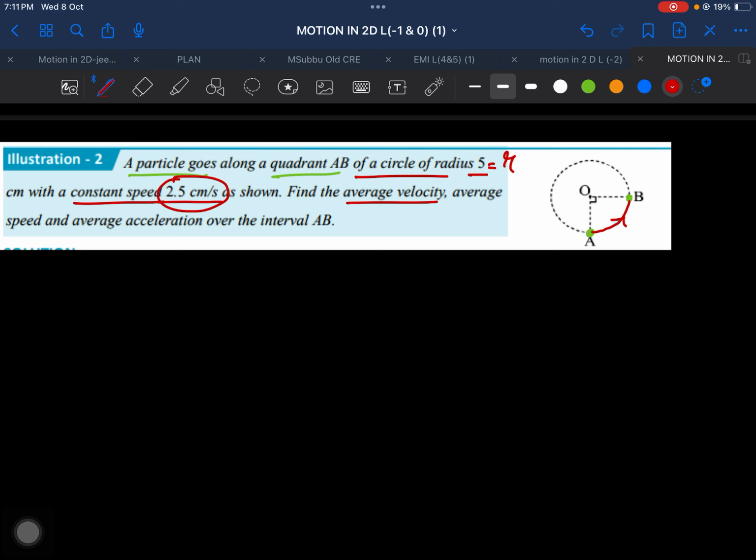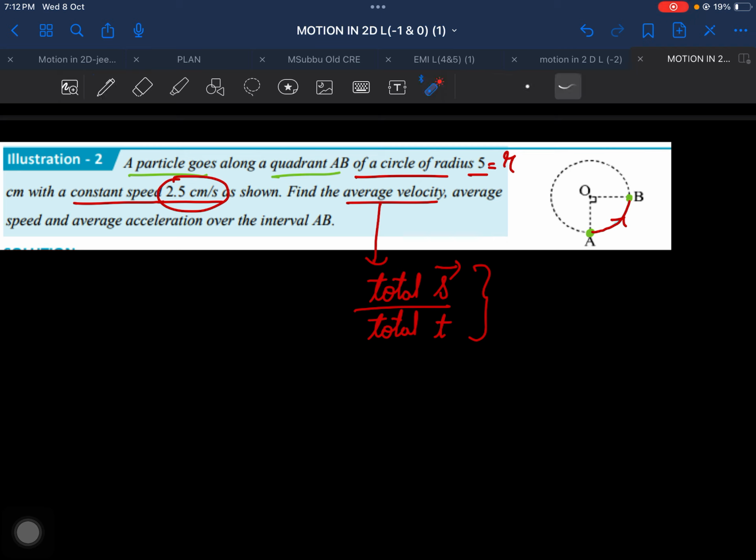We have solved these sort of numericals before. What do you mean by average velocity? It is total displacement divided by total time. Absolutely correct. So what is the displacement when the particle has reached from point A to point B? The shorter distance between the initial and final position. So this is the shorter distance.